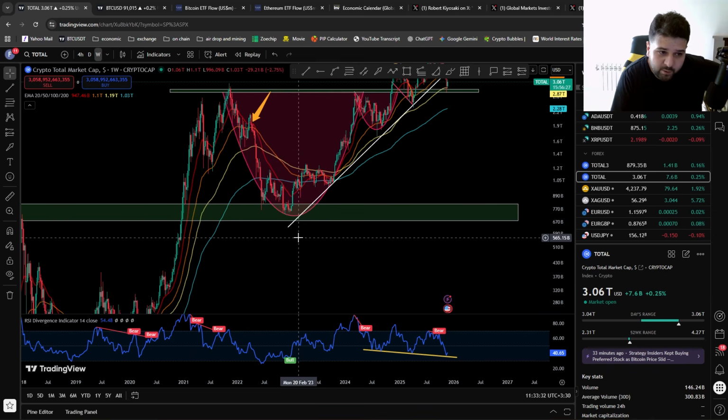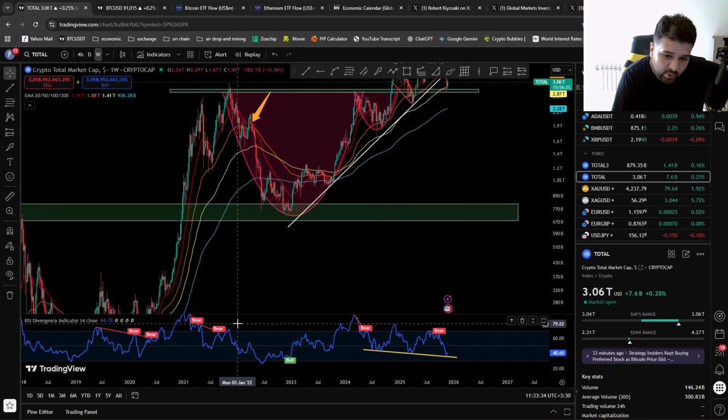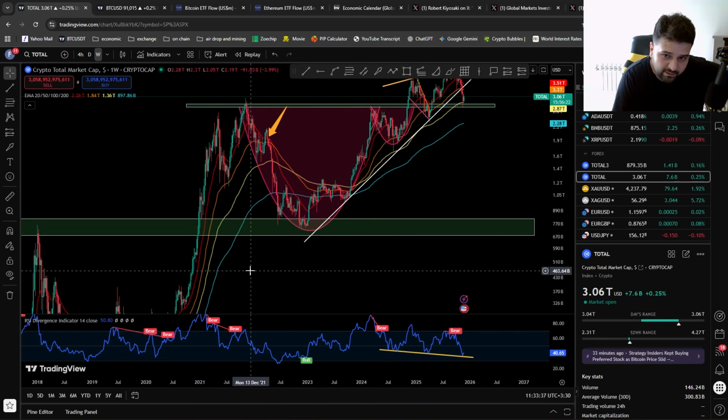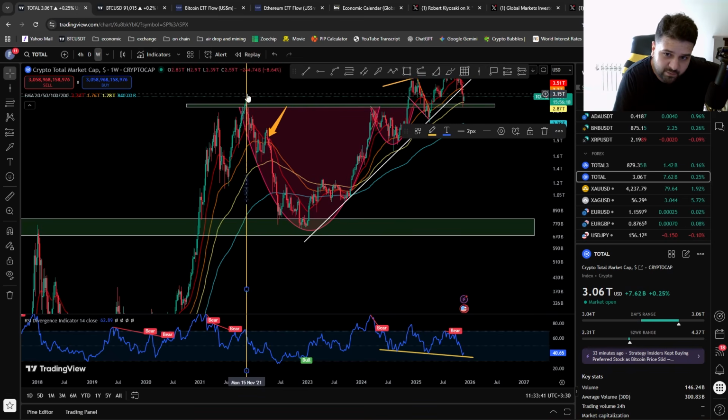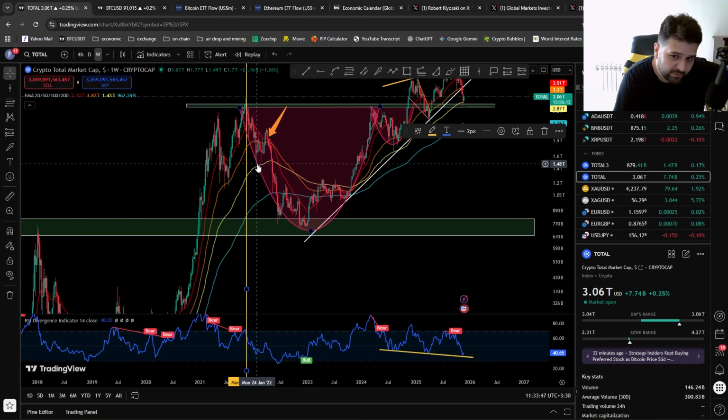But if we go back to the previous cycle, when we lost our 50 weeks moving average right here, and we touched our 100 weeks moving average, then the market pulled back and created a bull trap right here.